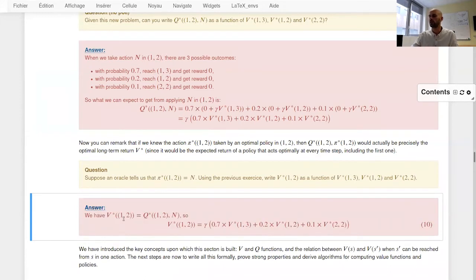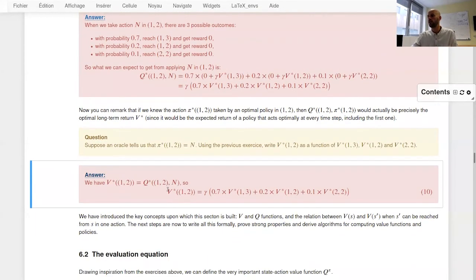And this is almost immediate. We have V star of 1, 2, which is actually Q star of 1, 2 north, because the oracle told us that the optimal action was moving north. So actually, V star of 1, 2 is equal to what we have written here. And so we have linked V star of 1, 2 to V star of 1, 3, V star of 1, 2, and V star of 2, 2. So we have a linear system of equations. And this system of equations could be written in every single state of the problem. And so we will end up having a linear system of as many equations as states, and with as many unknowns as states as well.